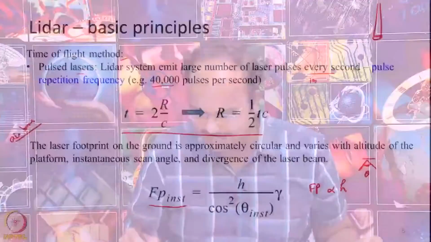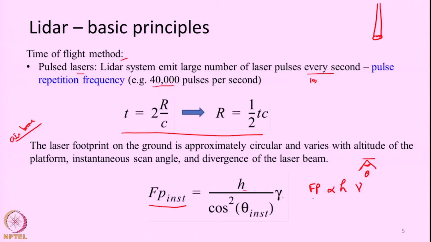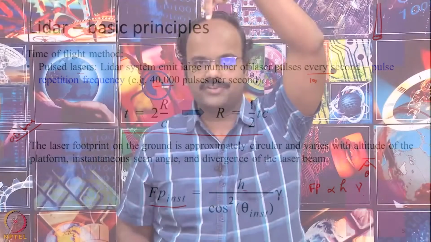It has a small amount of divergence, so it will not be coming in perfectly parallel, there will be some small divergence. So, based on the divergence and the flying height, the footprint size will vary essentially. So the footprint basically depends on the flying height and the divergence of the beam. This is applicable if the beam is transmitted towards nadir.